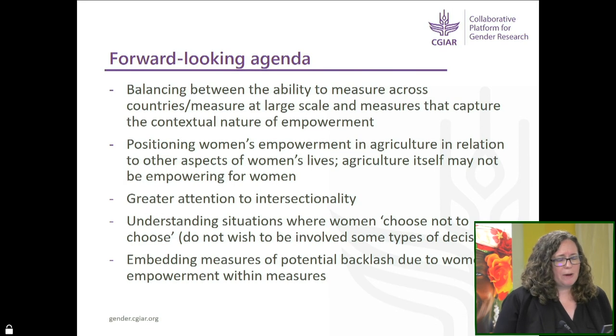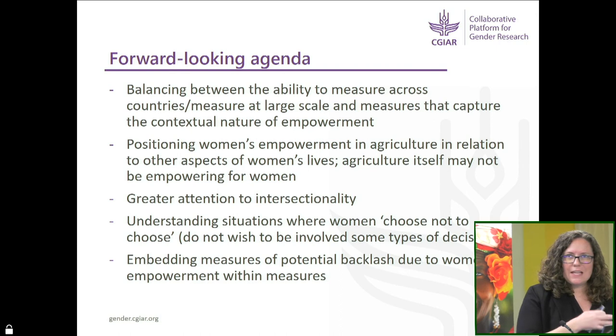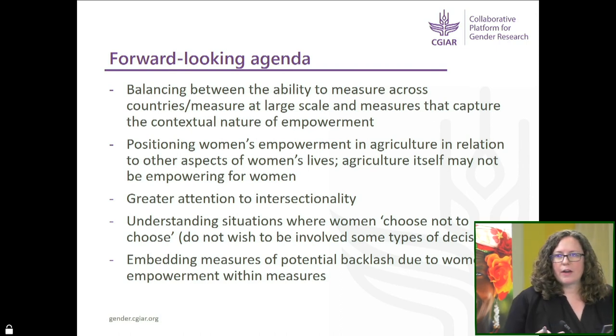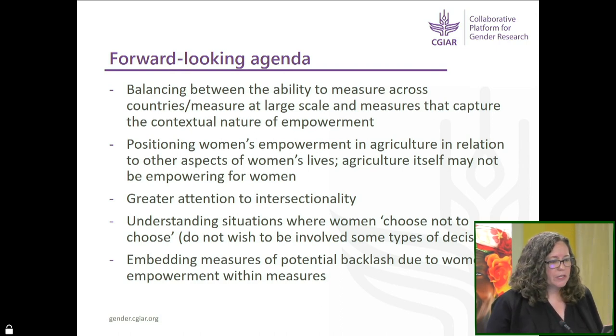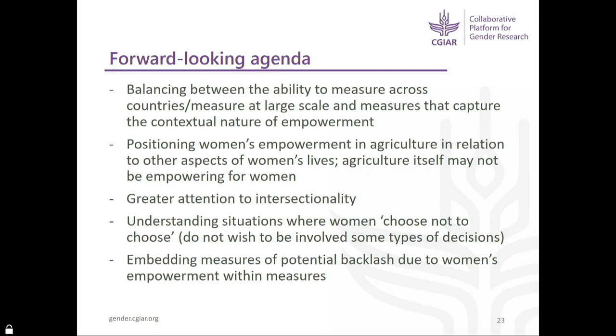Also, thinking about whether we typically tend to measure empowerment in agriculture, but there may be other aspects of women's lives that we need to include. And then finally, I'll leave you with the idea that besides knowing where women are making decisions, we should also consider when they choose not to choose. And I'll stop there. Thank you.